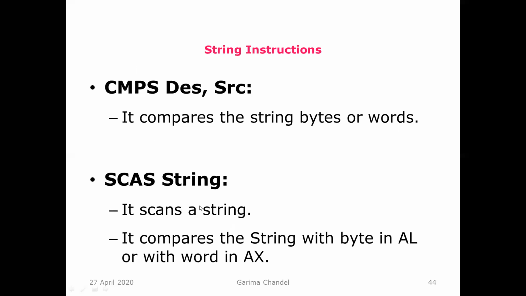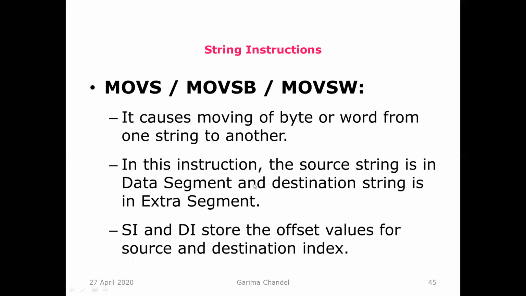SCAS means it scans the string, comparing the string with the byte in AL. If we are performing a byte operation, then it will compare with the number in AL. If we are performing a word operation, then each word of the string will be compared with the accumulator, and then the result will be produced. MOVS, MOVSB, or MOVSW means the same. We can move a block of bytes or a block of words to another segment. By default, the data segment is the source and the extra segment the destination string; SI and DI store the offset values of the source and destination in the index respectively.